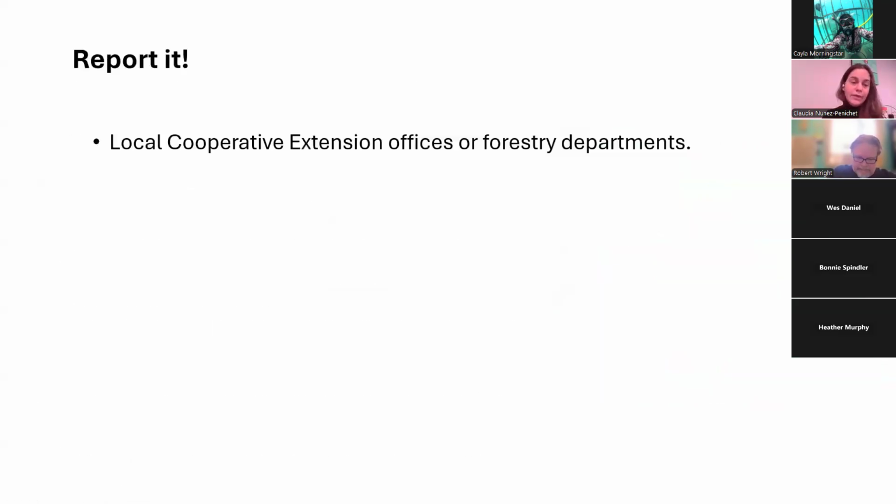So with this, I just want to mention that we all have a role in preventing, controlling, and mitigating this invasive, and this one and others. And the first thing that we should all do is report it. If we have an insect that looks like a sawfly, like an elm zigzag sawfly, we can take a picture and report it, or we can try to collect it and report it to local cooperative extension officers or forestry departments. They will know what to do about it.